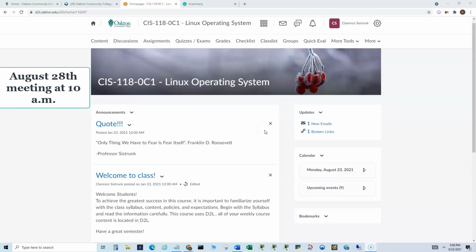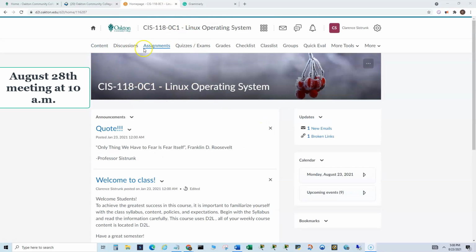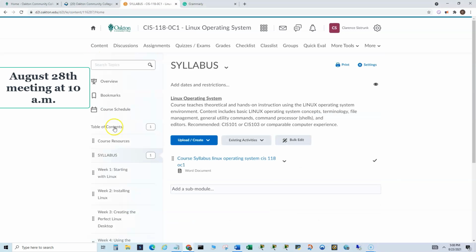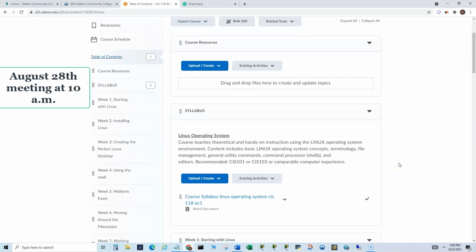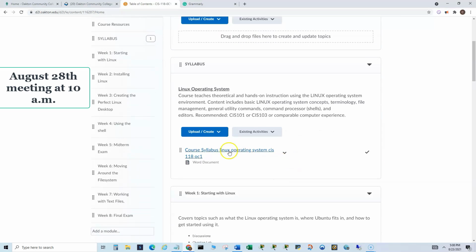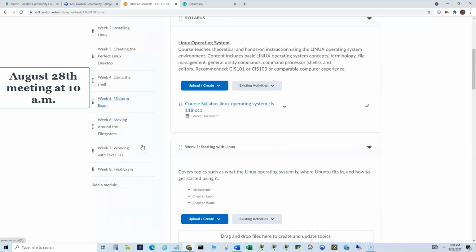The first thing is this. Go through your course and look around. Take a look at the content section. Here's where your syllabi is. Make sure you review your syllabi. And if you don't show up on that day for that particular section, which is Saturday at 10 a.m., make sure you went through the syllabus thoroughly, because I'm going to question you on it.